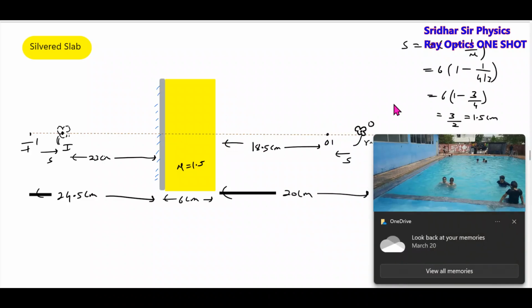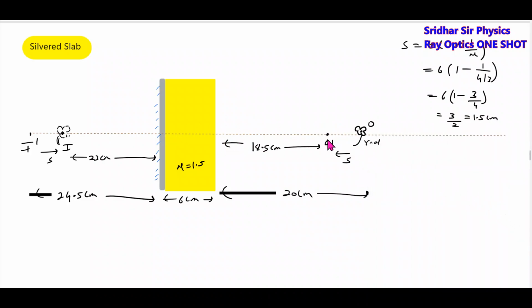For the mirror, it will appear at this point. Now, the mirror will see not the real object, it will see the apparent object O dash. The same object will appear here, and the mirror will form an image corresponding to O dash. So what is the object distance? 18.5 plus 6 will be 24.5. So the mirror will form the image at 24.5.